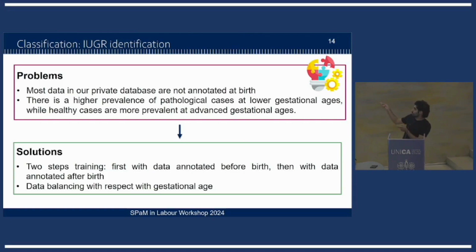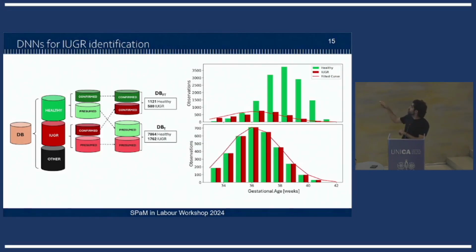And also, concerning gestational age, we balanced the data not only according to the classes during training, but also with respect to gestational age. We want equal representation of healthy and growth-restricted fetuses along gestation so that we don't simply learn the bias.